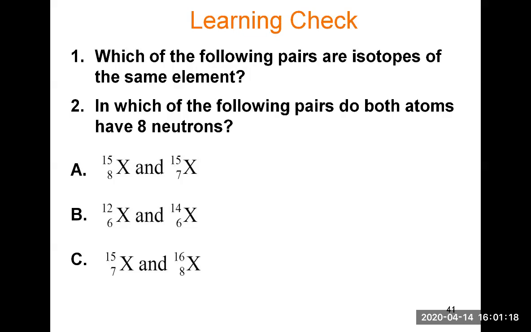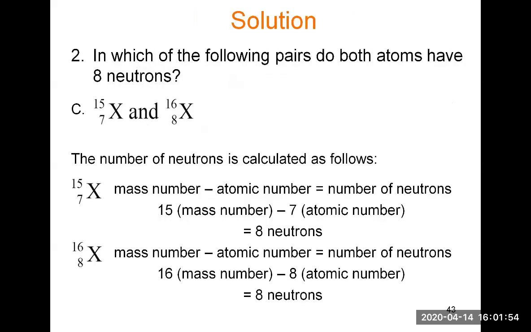So solution A would be 15 minus 8, that's 7, and 15 minus 7 is 8, so it's not the same. Solution B, 12 minus 6 would be 6 neutrons, and 14 minus 6 would be 8 neutrons. It's not the same. So the answer maybe is solution C. Let's count the number of neutrons. 15 minus 7 is 8, and 16 minus 8 is also 8. So the answer is C for that question.